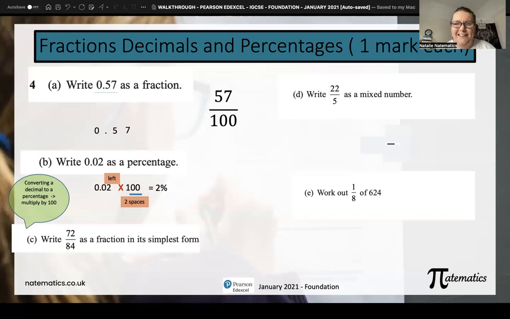Remember, we don't just add zeros. We don't just take zeros off. We've got to think we're moving left or right on the place value grid. I have another video on this. Have a look on my videos.